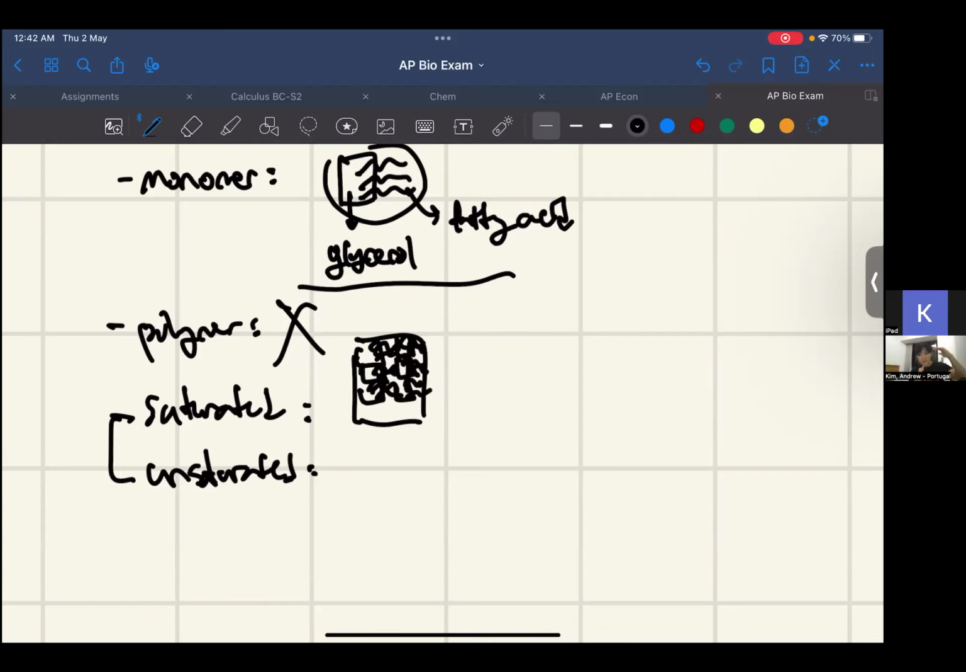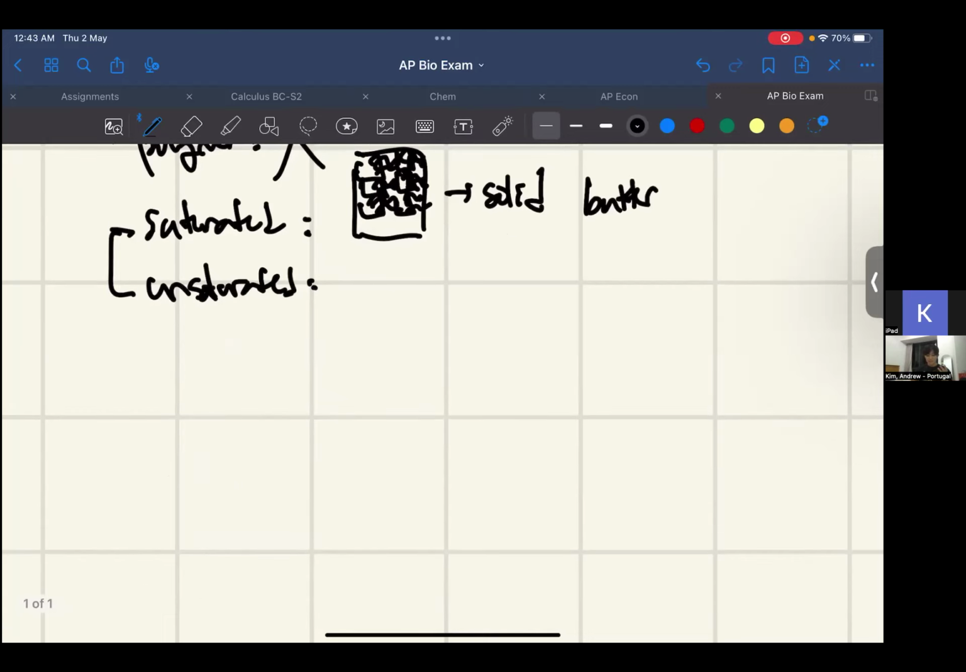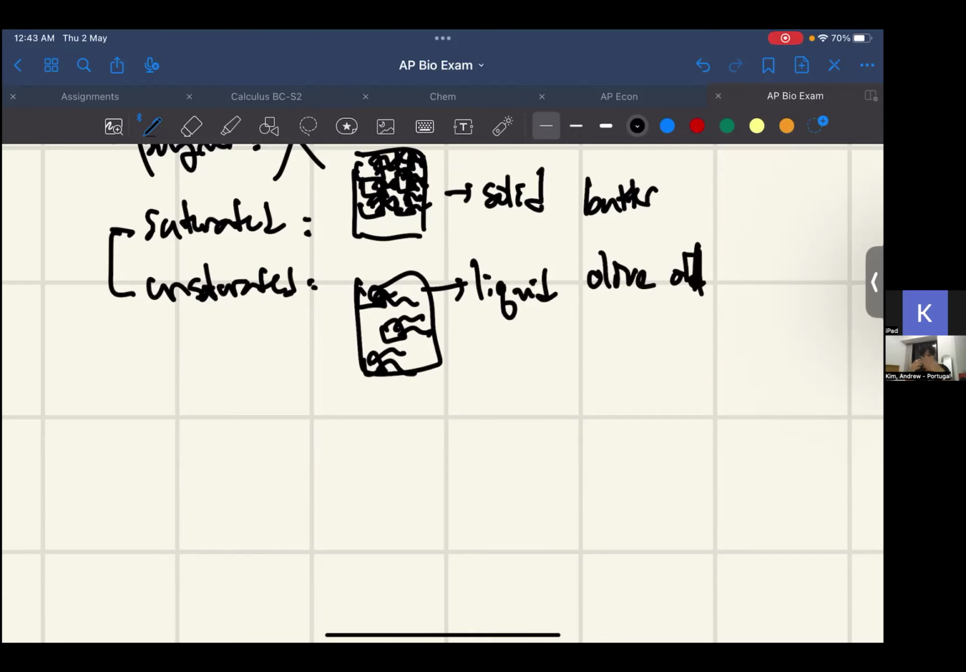Now, again, if molecules are packed, they can't really move, they can't really flow, meaning that it's solid. That is why saturated fats are solid fats. For example, butter. Okay. Now, unsaturated fat is not tightly packed. It's kind of loose, like you have some empty area between each lipid. Now, if you have empty area, they can flow, meaning that it's a liquid. For example, olive oil. Olive oil can flow, it's liquid, right?